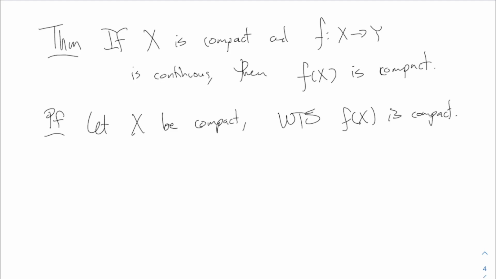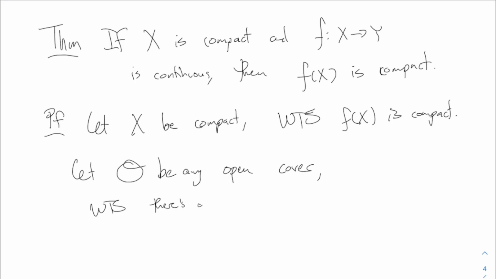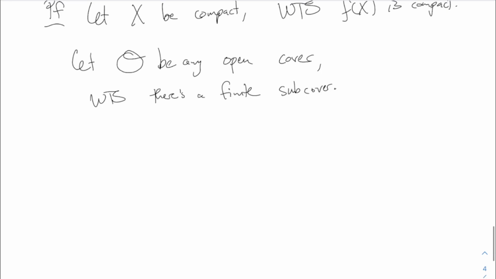So I would say something like, let O be any open cover. And then I want to show there's a finite subcover. And you have to use the fact that F is continuous. That's the thing that's going to make this work out for you. I'm not going to write any more of my own words unless I see one of you write it. Maybe I'll just draw a picture, though, to inspire us.